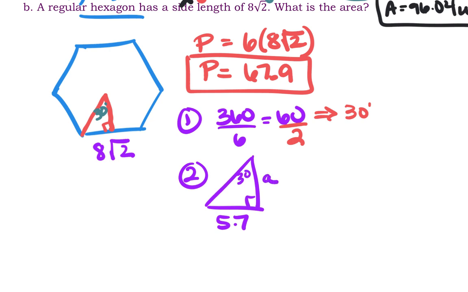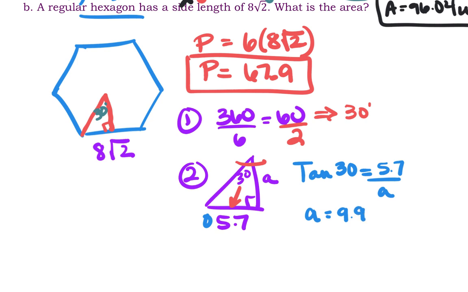Now, guys, y'all can do 30, 60, 90s here too, right? If this was your short leg, what did y'all do to get the middle leg? You multiplied it by what? Who remembers? Square root of 3. And if you did that, you'd get your answer. If you don't, because we may not remember, just do trig. Opposite and adjacent. This is tangent of 30 equals 5.7 divided by 8. Did y'all get 9.9? All right, you would get the same thing if you did the properties of a 30, 60, 90.